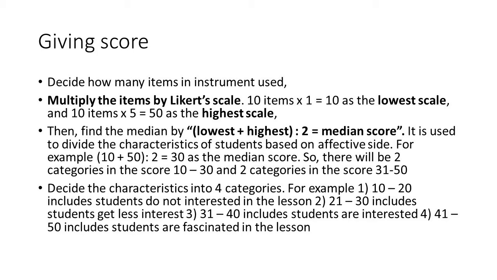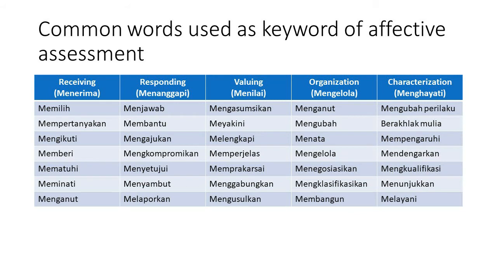Then here are the common words used as keywords of affective assessment. So don't worry if you want to make an affective instrument, affective questionnaire, or affective assessment, there are some keywords or words that are used to show that you are going to do affective assessment, and it is represented in 5 aspects: receiving, responding, valuing, organization, and characterization.